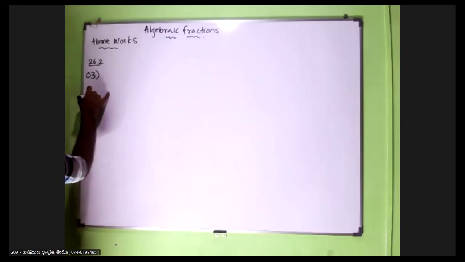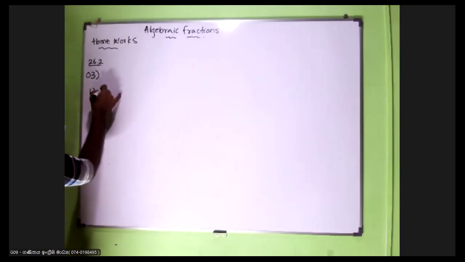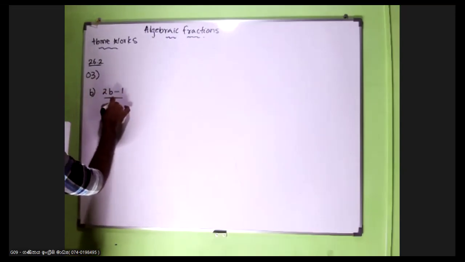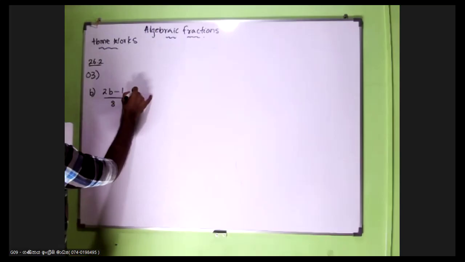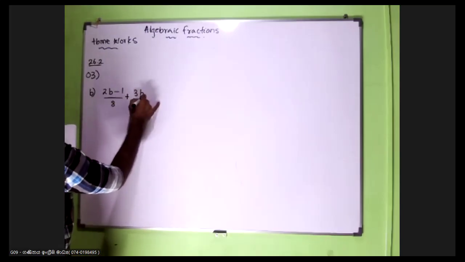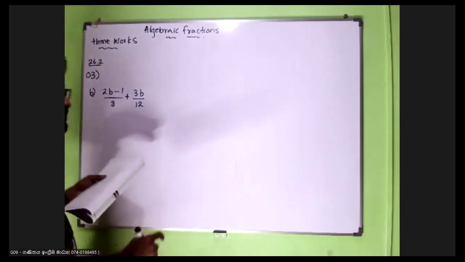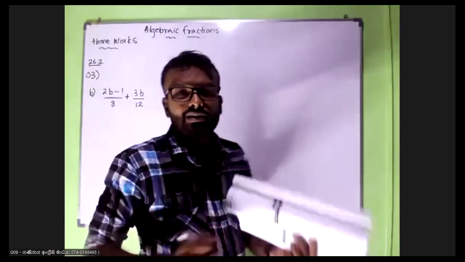The part B. Yes, 2b minus 1 divided by 8 plus 3b upon 12. Right? 8 and 12.